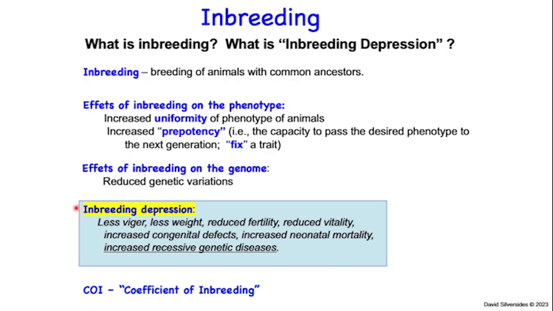Now, these are the consequences of inbreeding, and whereas we can't measure inbreeding directly, we can get an indirect estimation of the importance of inbreeding by calculating the coefficient of inbreeding, the COI, based on a pedigree analysis.